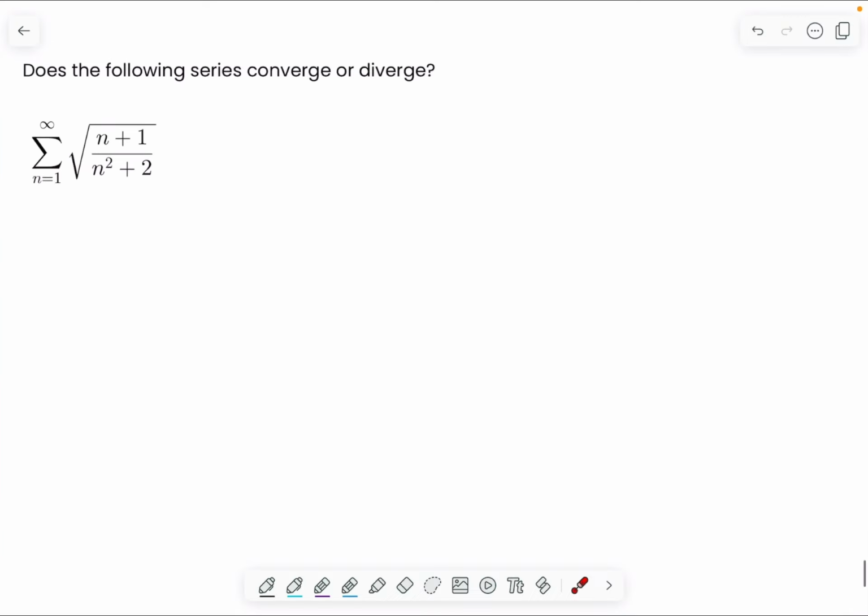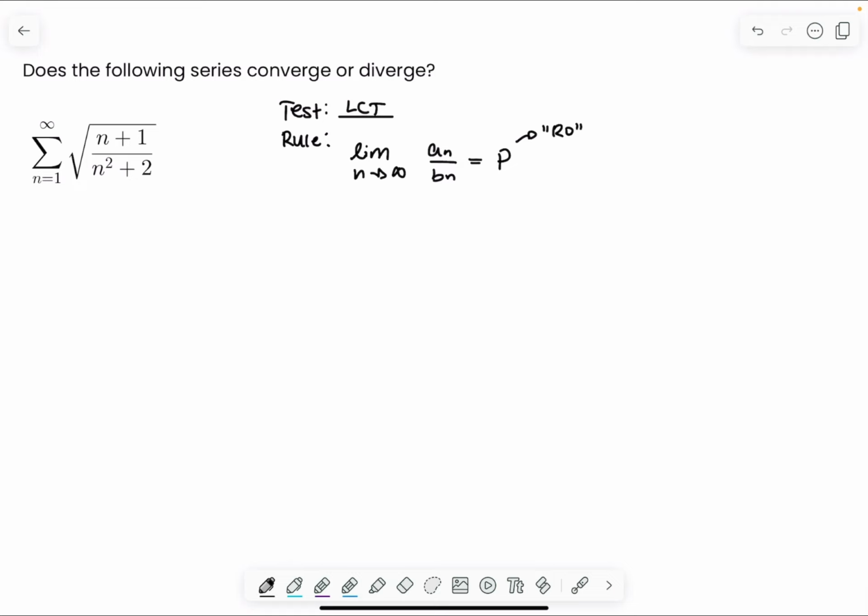Does the following series converge or diverge? So we're going to be using the LCT, the limit comparison test. The rules for LCT are based on the limit as n approaches infinity of a of n over b of n, and that's going to be equal to a limit, or in Rutgers we call that rho, even though it's a p. And so we have three rules.